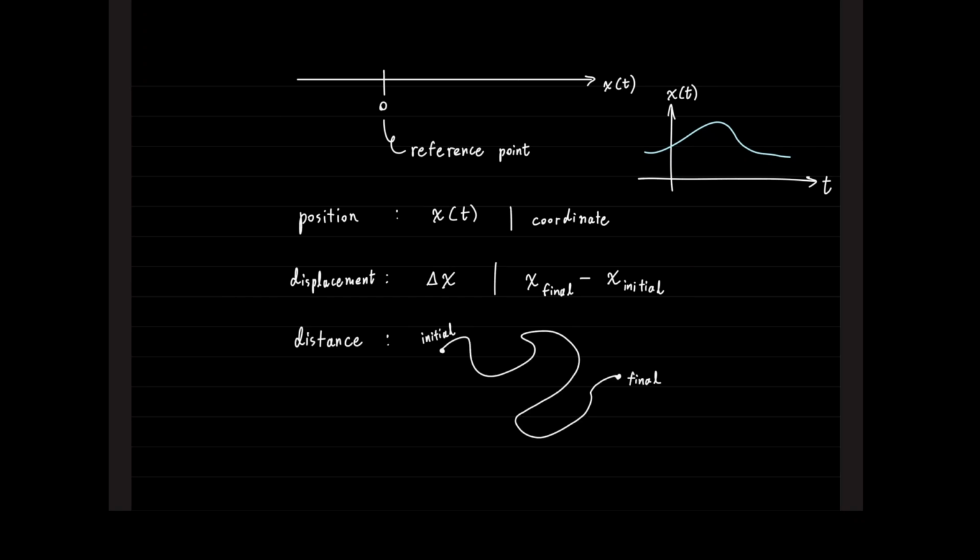Distance is all the length accumulated in the path. In this case, we define d by the sum of all the little lengths along this line.